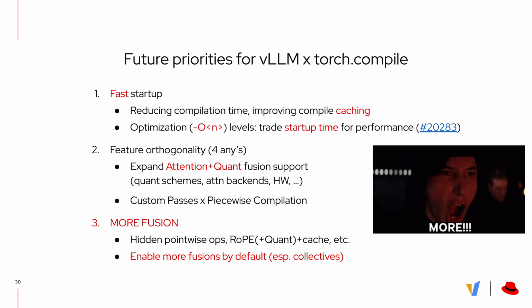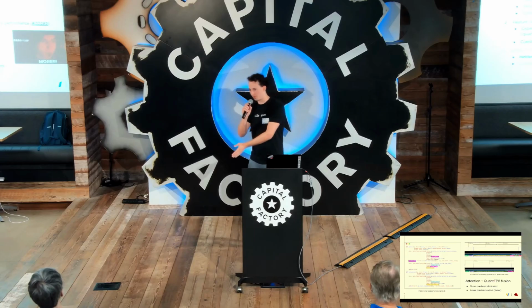But yeah, so this is the first focus area. The second focus area is going to be this feature orthogonality. So remember the 4 ANYs that I mentioned, right? Any model, any hardware, any cloud, and any optimization. So we want to continue that, and Torch.compile really lets us do this, but we need to expand this orthogonality to make sure all kinds of quantization are supported with all kinds of fusion and are supported on all backends and so on. So we still have work to do there.